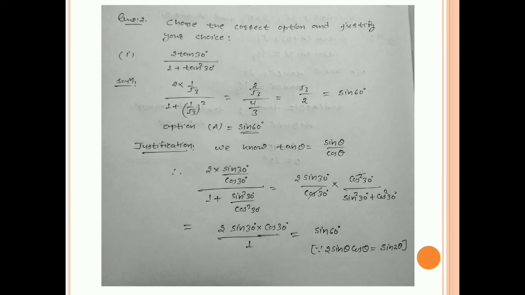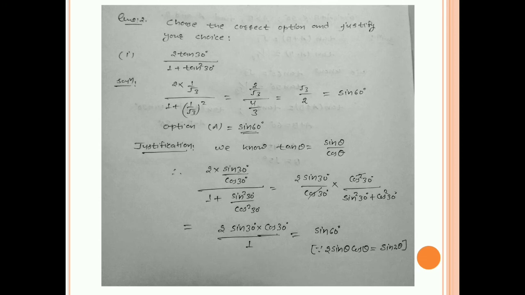In the third part it is asked cos 45 degree upon sec 30 degree plus cosec 30. So from the table if we put all the values, then we will get answer as root 3 upon 2 root 2 into 1 plus root 3. The rest of the parts you can easily solve using your table. So let's move on to question number 2.